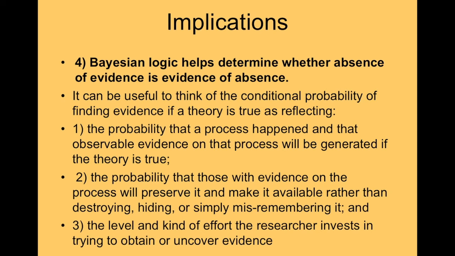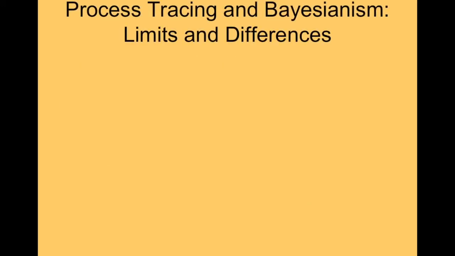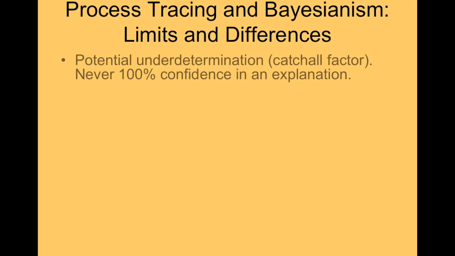If it's plausible that that process would leave behind evidence that we could access and we've looked hard in all the right places and it's not there, then we'll say it's evidence of absence. But if those things aren't true, if it might not have been kept or made available to us, or we haven't looked in the right place or haven't been able to, then we can't say that absence of evidence is evidence of absence, right? Okay, so there's some differences and limits here.